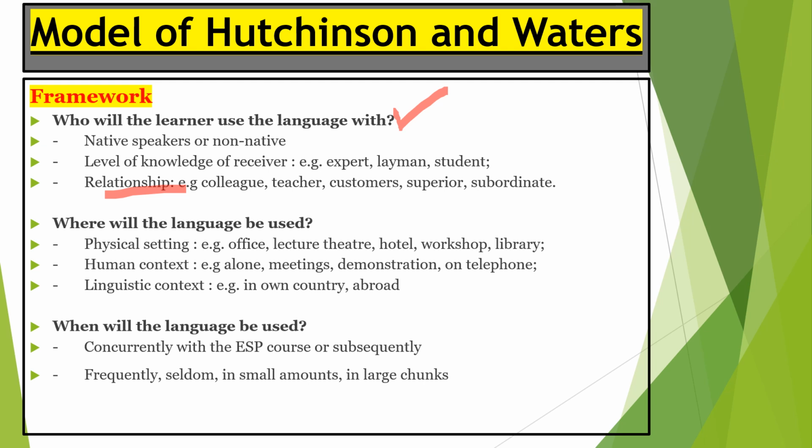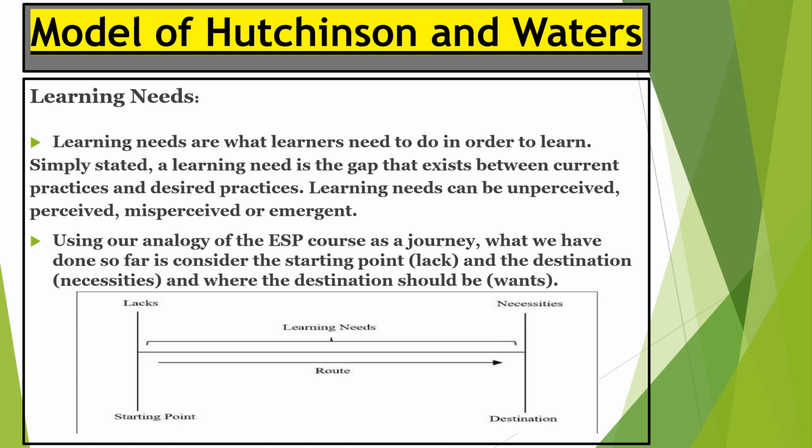Where will the language be used, and when will the language be used? So all these questions are considered by the ESP practitioner in order to gather information about the target needs. Now moving on to learning needs. Learning needs are what the learners need to do in order to learn. For example, it deals with the proper way, or what methodology one could adopt in order to achieve those target needs.